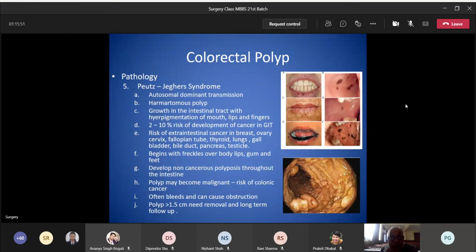And Peutz-Jeghers syndrome, as I told you before, I don't want to repeat all these things. You can see a lot of mucosal or oral pathology, patchy pigmentation on the lips, gums or palate, and along with that there are multiple polyps in the colon. That is Peutz-Jeghers syndrome. Once you see any pigmentation over the lips, palate or tongue, always think of Peutz-Jeghers syndrome, and ask the patient if he has any features of polyposis.